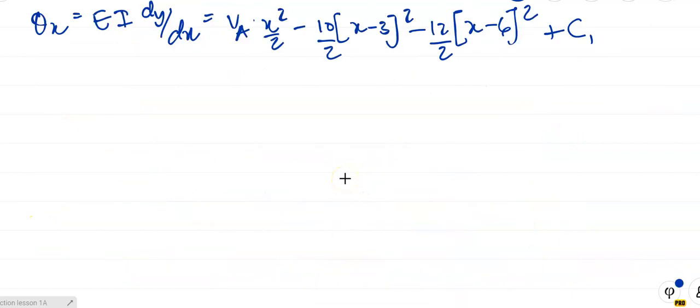Okay, and what's the value of x at A? x is equal to 0. So at A, x is equal to 0. Okay, so we're going to put this into that over there.